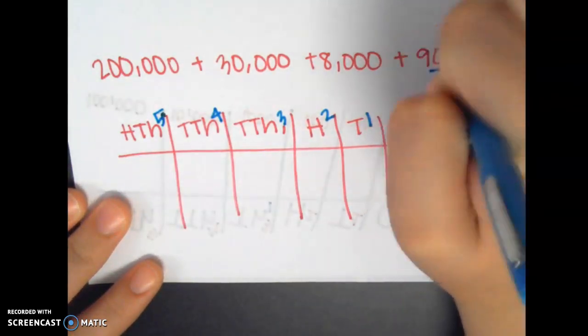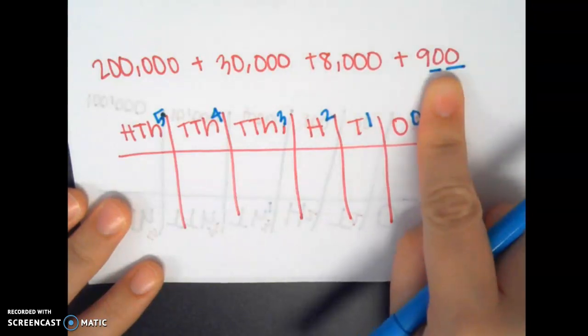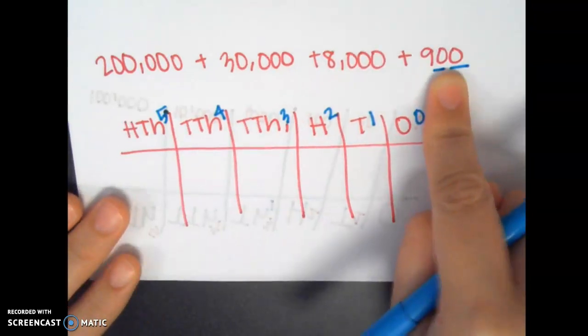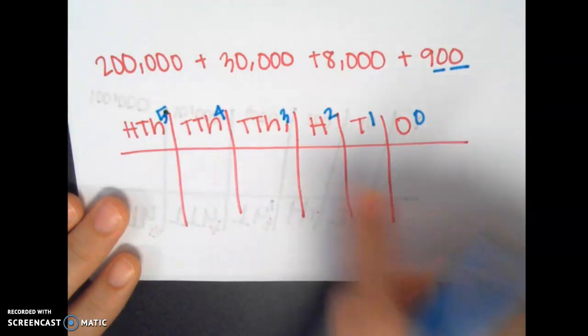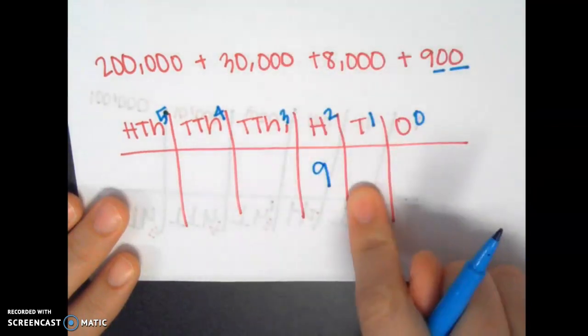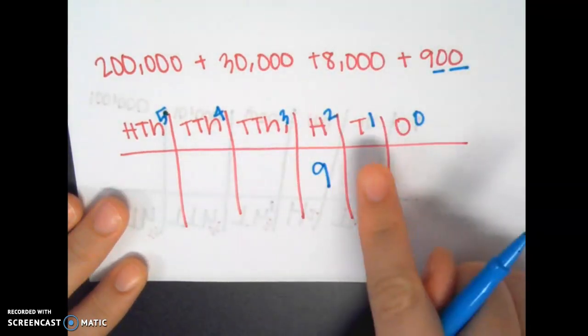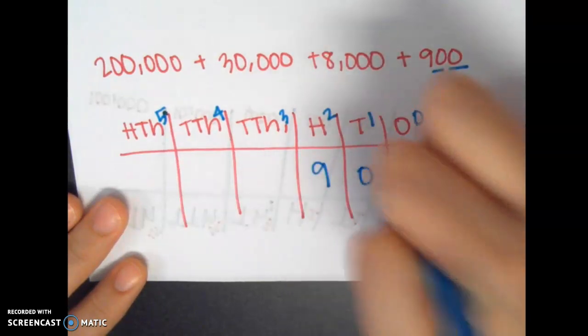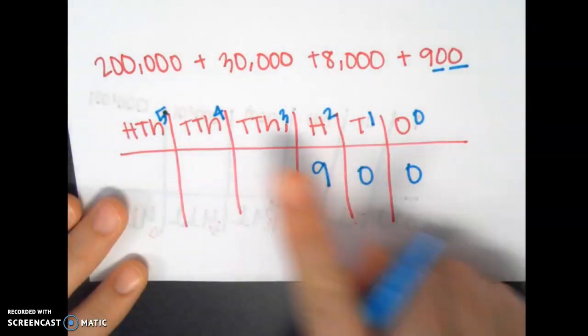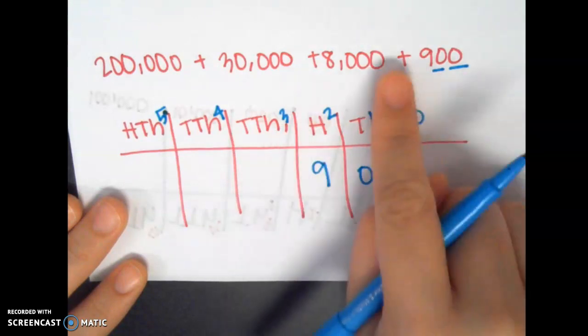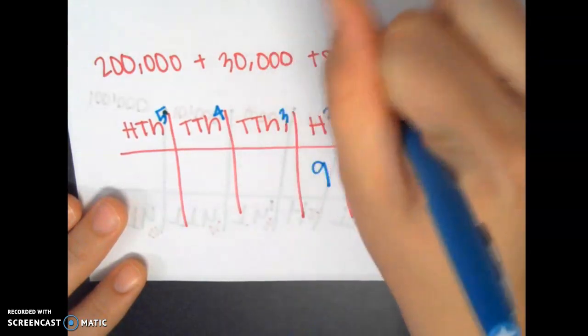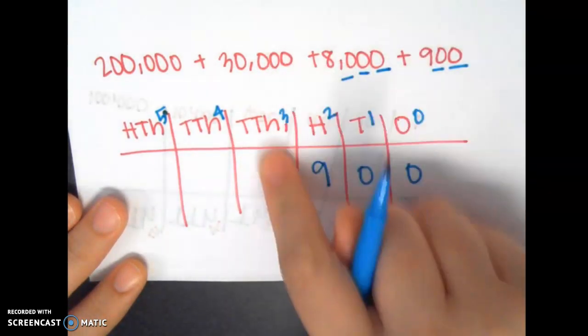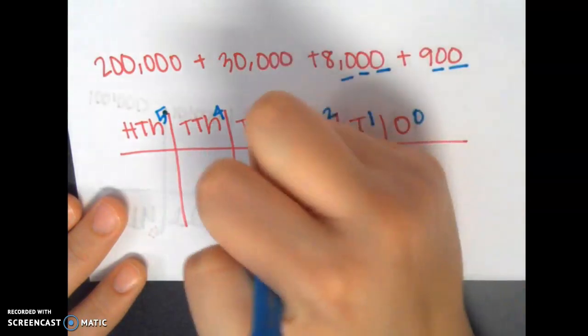900, well, that's the smallest number that I have. 900 has 2 zeros. 900 is 9 hundreds. If you don't have anything in your tens and your ones, you have to put a 0. My thousands has 3 zeros. 1, 2, 3. 8,000 is going to be 8 thousands.